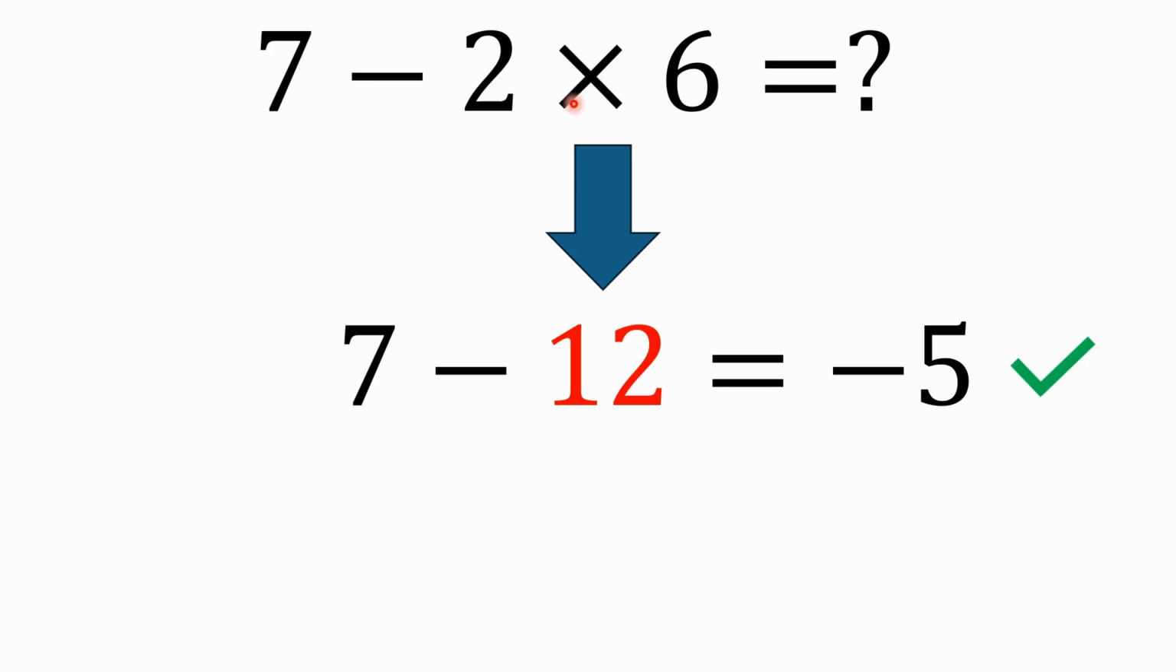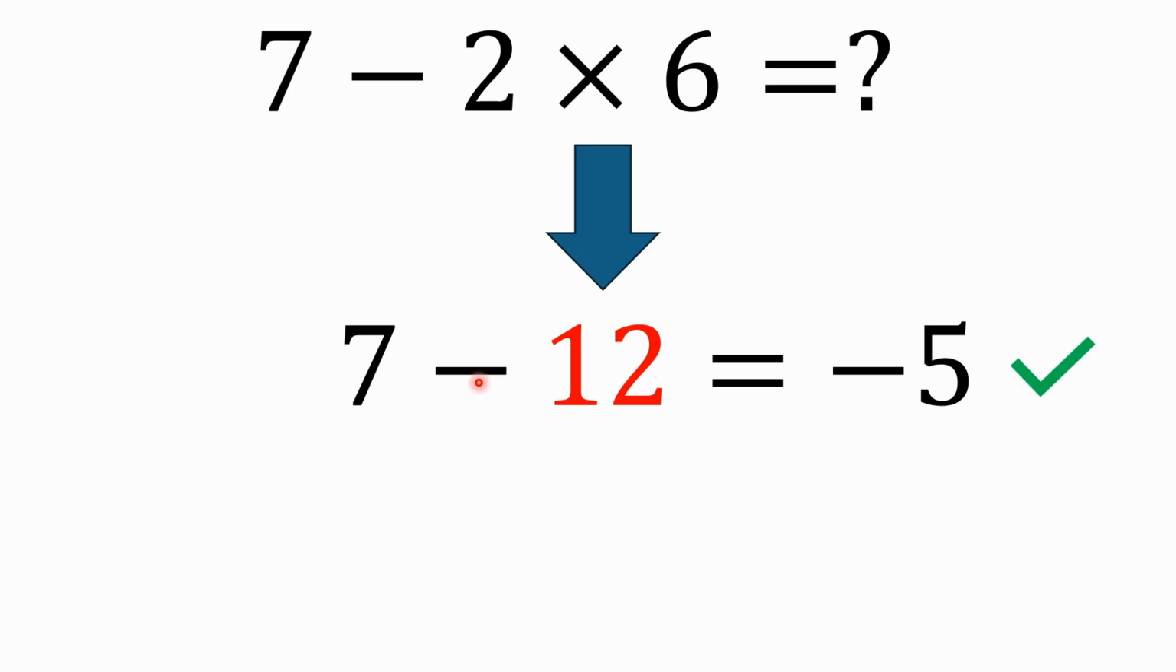We have multiplication. If we don't have parentheses or exponents, we look for multiplication or division, left to right. Well, we have no division. We do have multiplication. So 2 times 6 is 12. 7 minus 12 is -5.